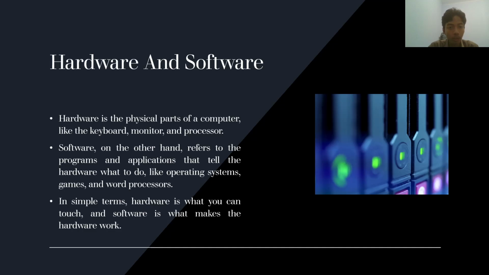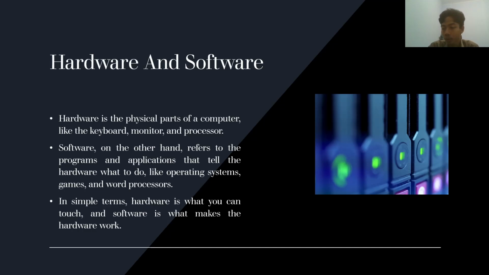Okay, now let's go to hardware and software. Hardware is the physical part of a computer, like the keyboard, monitor, and processor. Software, on the other hand, refers to the programs and applications that tell the hardware what to do, like the operating system, games, and word processor. In simple terms, hardware is what you can touch, and software is what makes the hardware work.